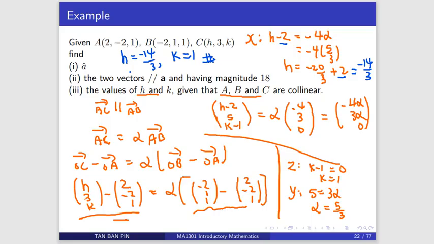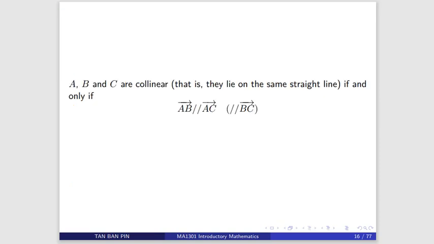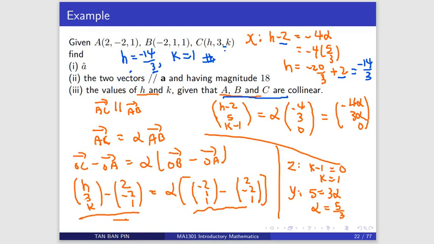You can check your answer. After you have found h is minus 14 over 3, k is 1, because you are looking at A, B, C collinear, then we know that vectors AB, AC, BC must all be parallel. So that means you can substitute h as minus 14 over 3, your answer, and k as 1. And then you work out vector AB, vector AC, and vector BC, and it must give you parallel vectors.